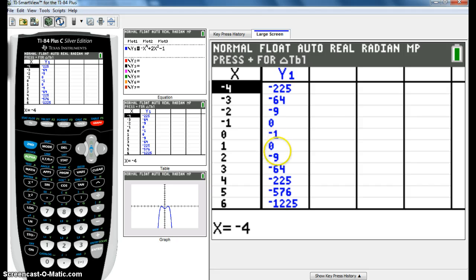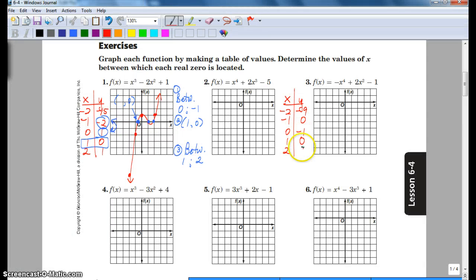0, -9. Okay, so -2, -9 will be roughly here. -1, 0, 0, -1, 1, 0, 2, -9.